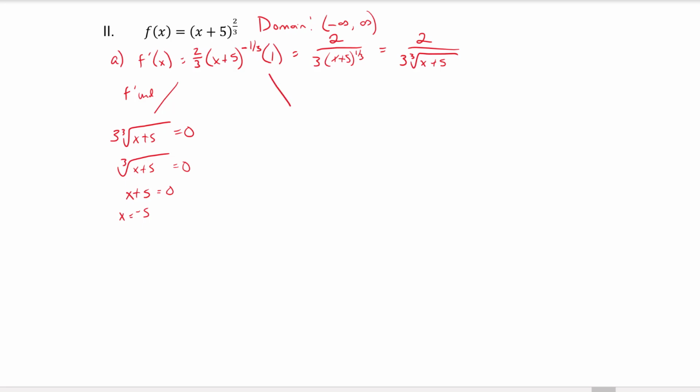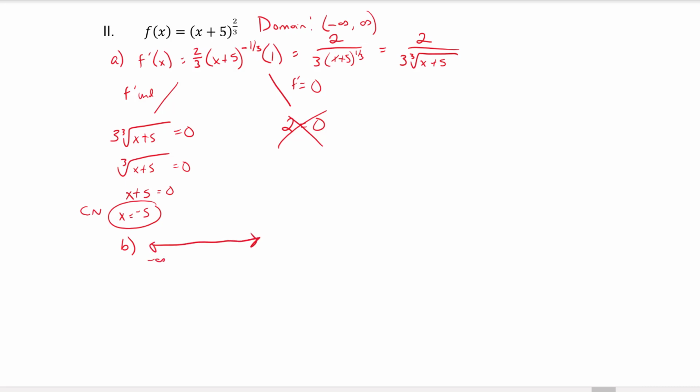But we still have to consider where f prime equals 0. Well, that's going to be whenever 2 equals 0. That doesn't make sense, so nothing there. So our only critical number is x equals -5. Part B, we're testing our intervals. So draw out our number line.